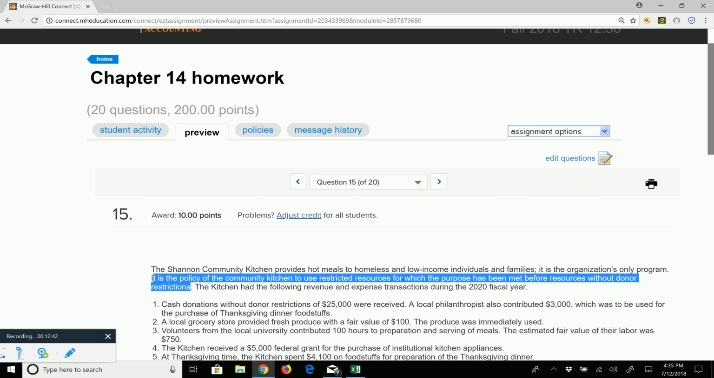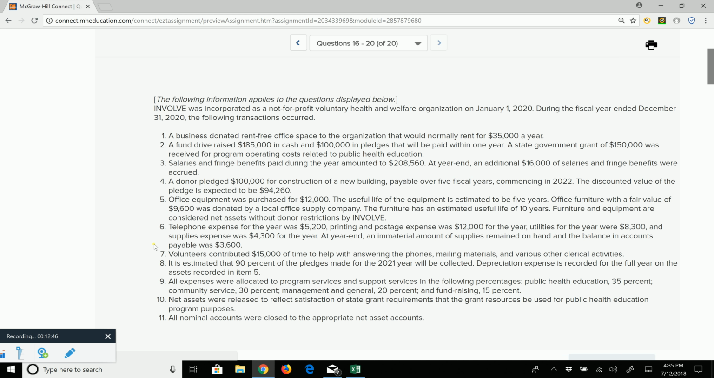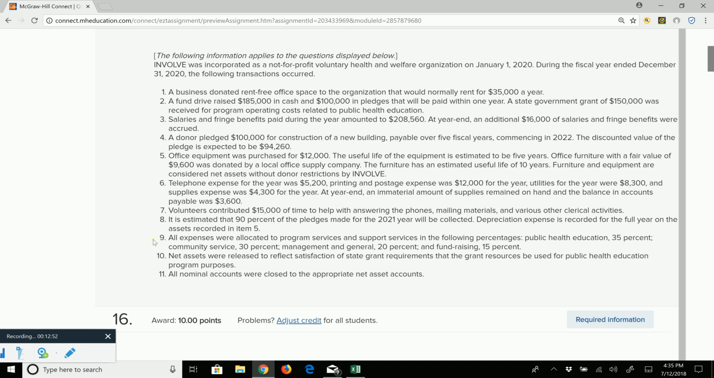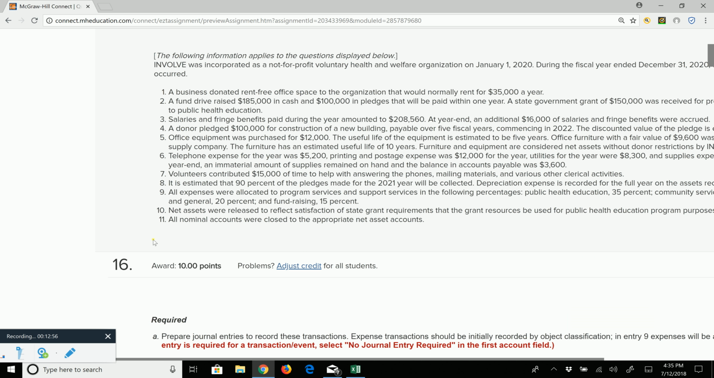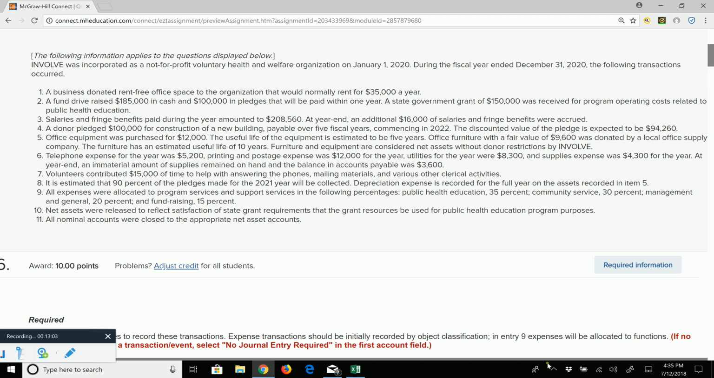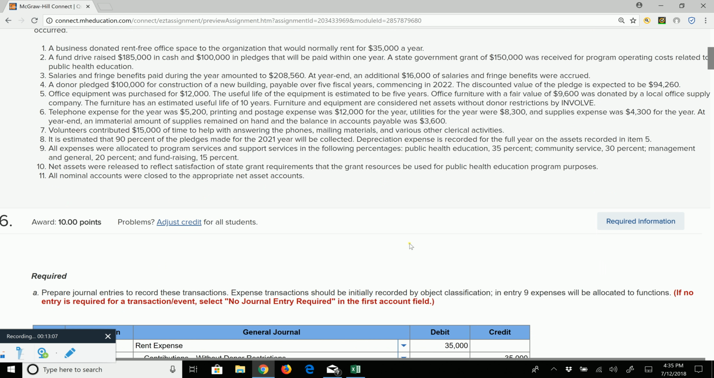And now let me show you a longer problem, and I'm going to show you the resulting financial statements after these 11 journal entries. So we have a new nonprofit involved. They were incorporated as a not-for-profit voluntary health and welfare organization on January 1, 2020, and for the first fiscal year ending December 31st, 2020, we have our journal entries. So let's take a look at number 1.